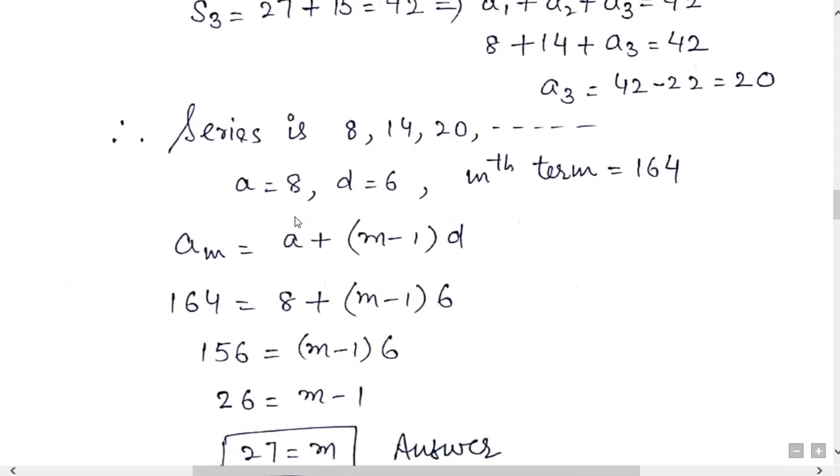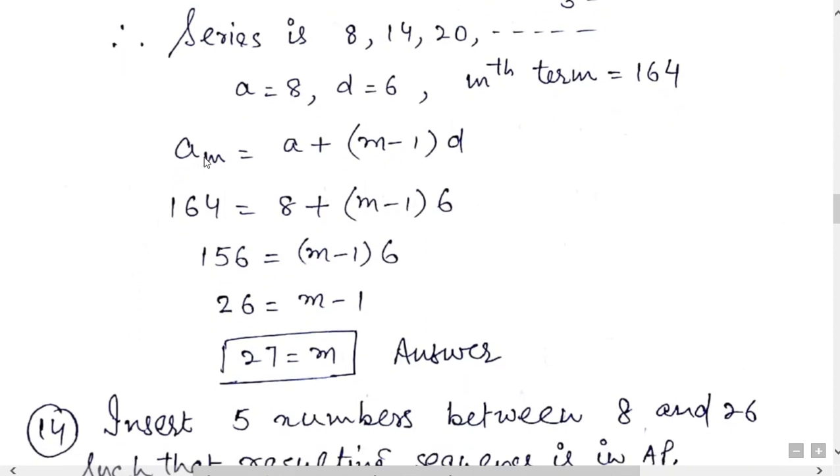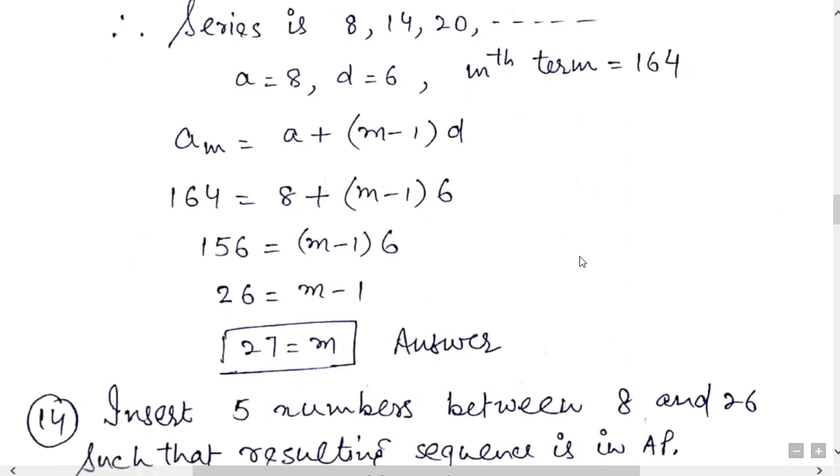It means the first term is 8, the common difference is 6, and the mth term is given to you, that is 164. Insert in the formula: Am is equal to a plus m minus 1 into d. Am is 164. 8 plus m minus 1 into 6. 156. Then 156 divided by 6, it's 26. Clearly you can find the value of m as 27.